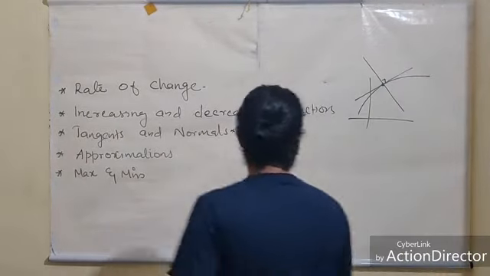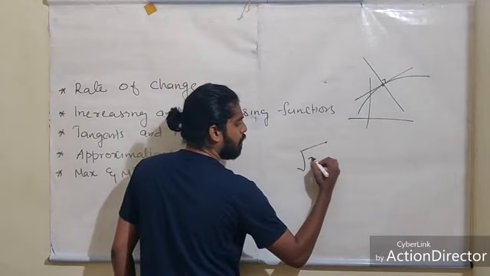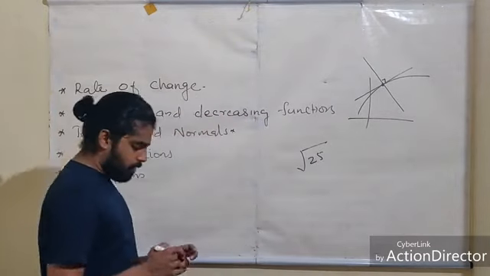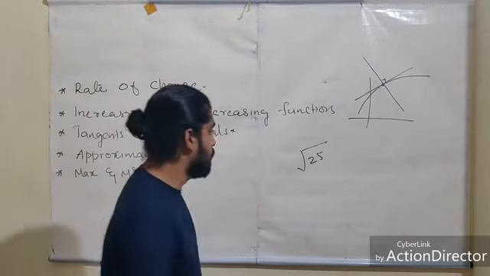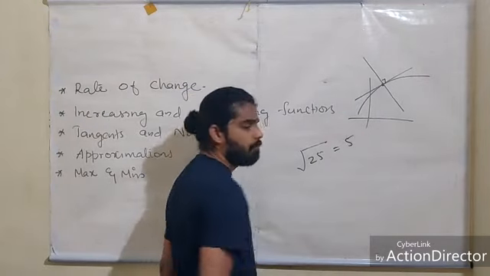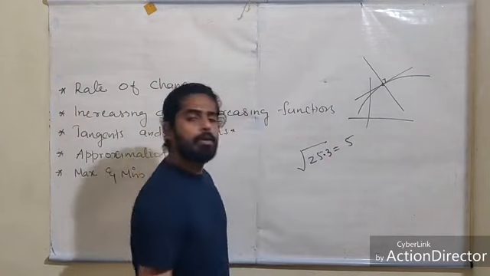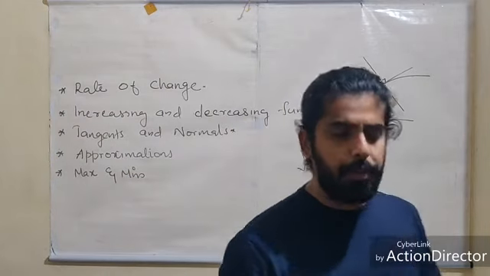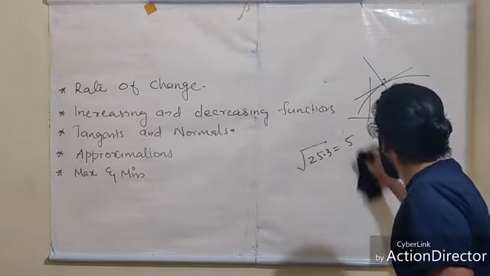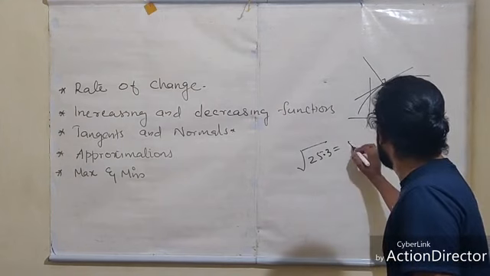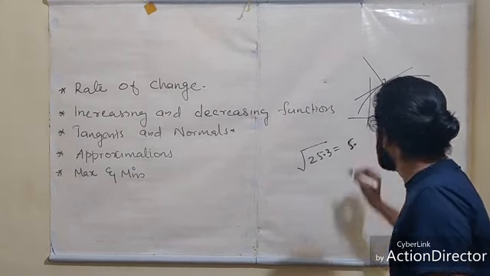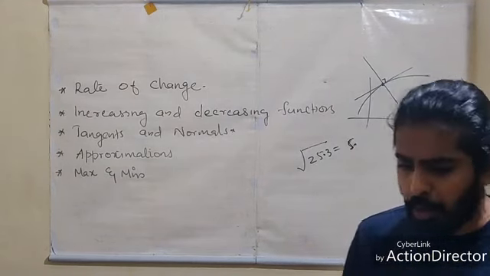Let's take an example. Suppose, what is the square root of 25? The square root of 25 is 5, right? So, what will be the square root of 25.3? The square root of 25.3 will be 5 point something, right? The answer will be very close to 5, but it will be 5 point something.